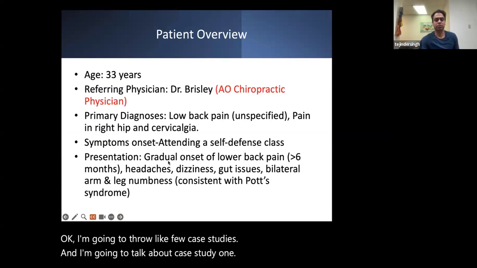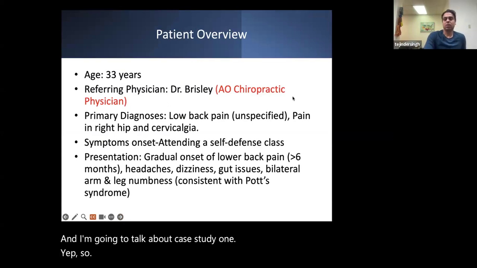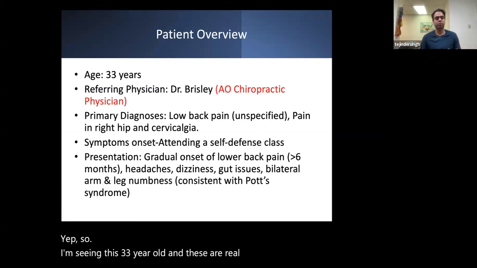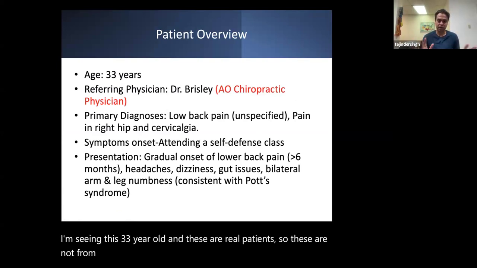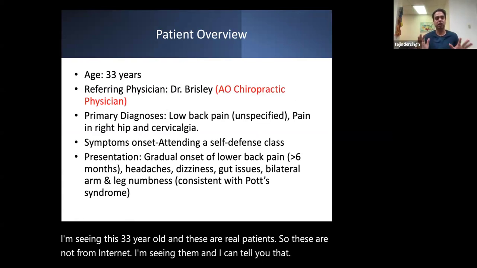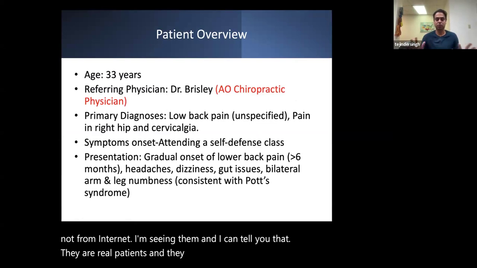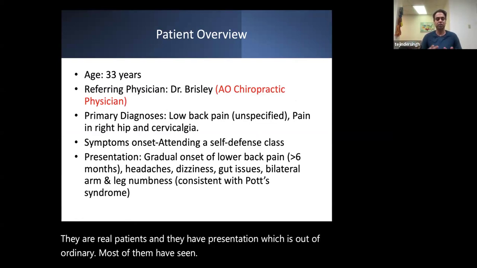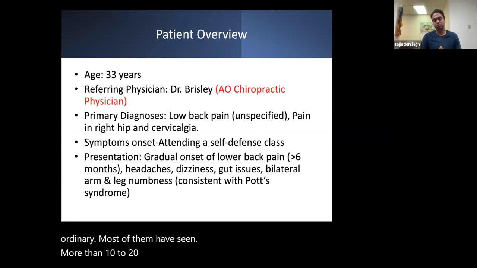Okay. So I'm seeing this 33-year-old, and these are real patients, so these are not from the internet. I'm seeing them, and I can tell you that they are real patients and they have presentations which are out of the ordinary. Most of them have seen more than 10 to 20 providers. So my patient is 33 years old.